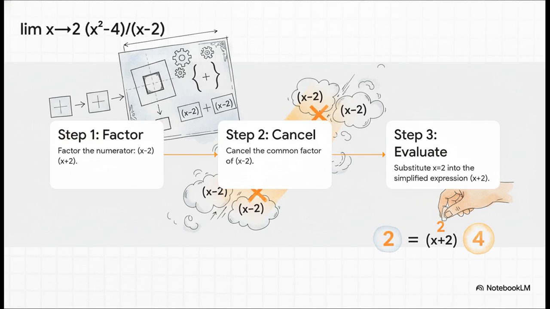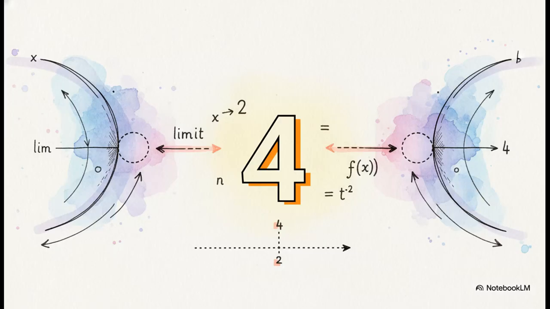Once that's gone, we're left with a much simpler expression we can finally work with. And just like that, we plug in our 2 and we get the answer. The limit as x approaches 2 is 4. We basically just figured out the y value of that little hole in the graph.